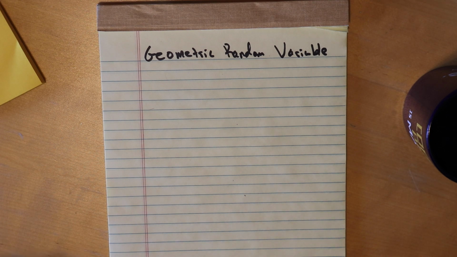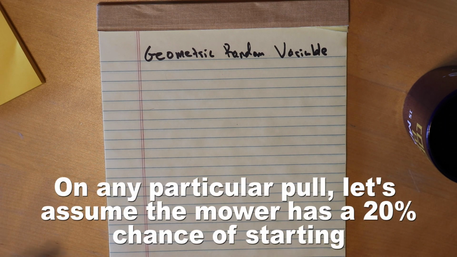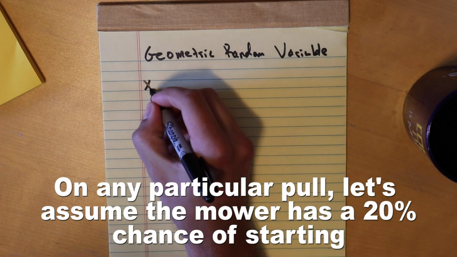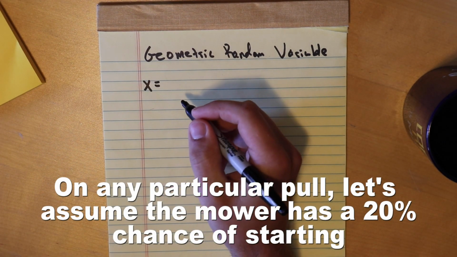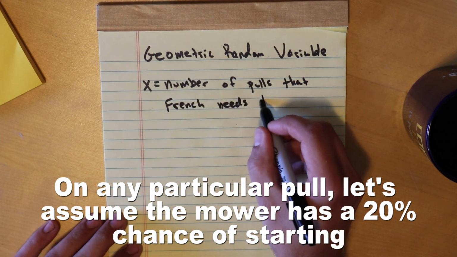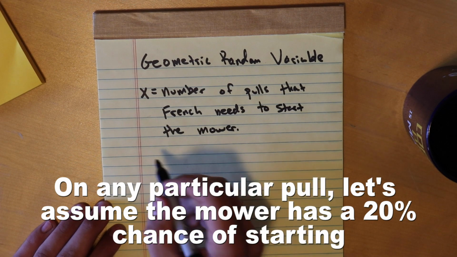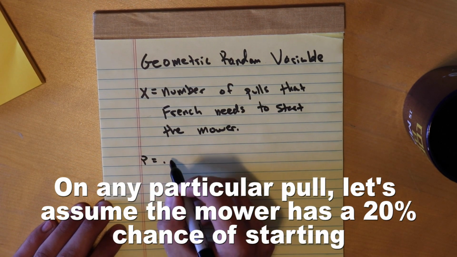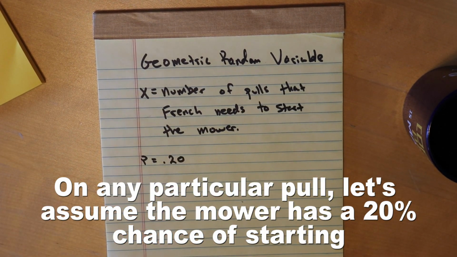So to start my old lawnmower, I have to pull a cord and hope for some luck. On any particular pull, let's assume that the mower has a 20% chance of starting. Let X equal the number of pulls that it needs to start the mower. Okay? I'm going to say that the probability of success is 20%.